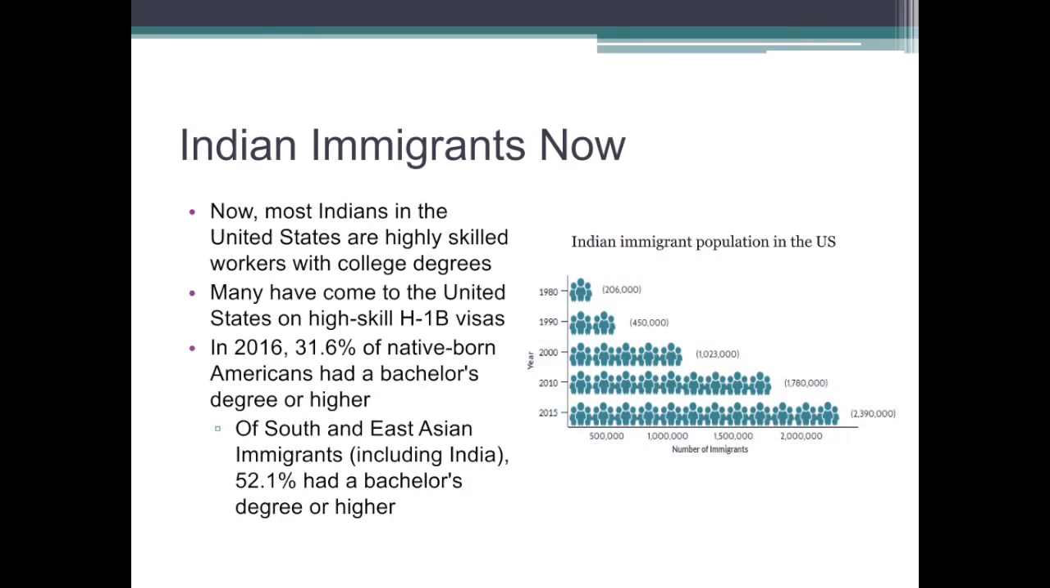With the numbers of Indian immigrants rising, so did their level of education and skill. Indians went from working primarily on farms 150 years ago to being the #1 recipients of the H-1B visa for highly skilled workers. This visa is granted to individuals who hold a bachelor's degree or higher or the foreign equivalent. The Indian immigrant population is better educated than the American-born population in the United States, with roughly 31.6% of native-born Americans having a bachelor's degree or higher, and 52.1% of South and East Asian immigrants having the same level of education.